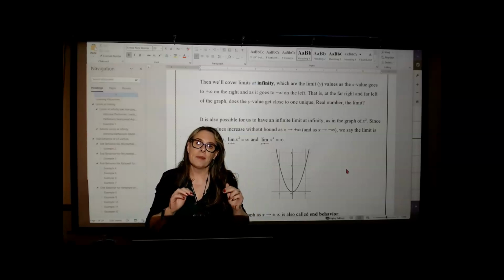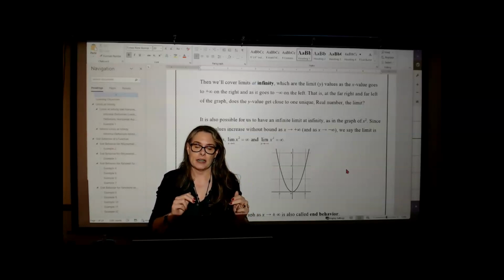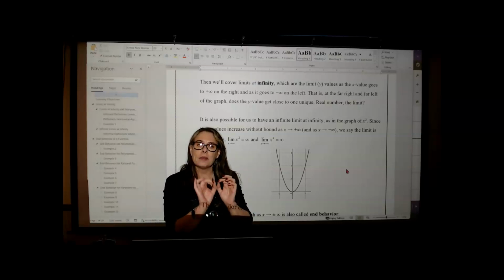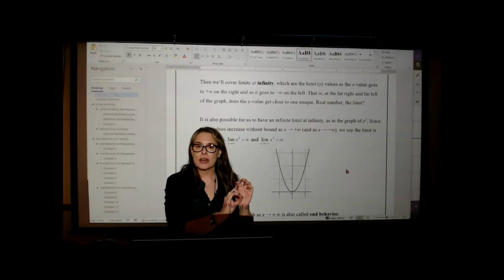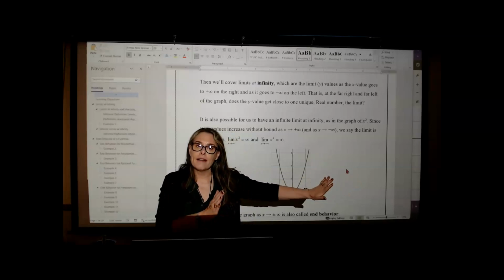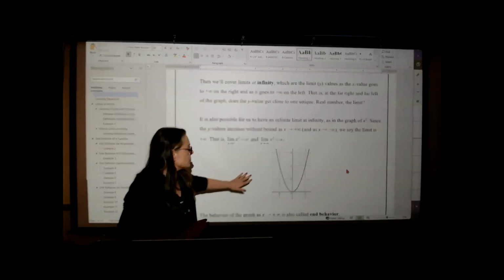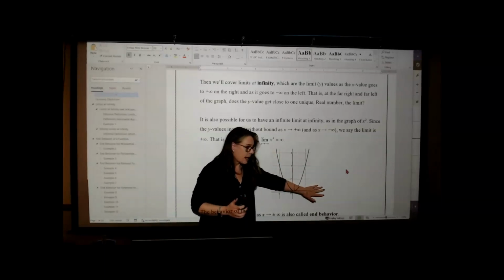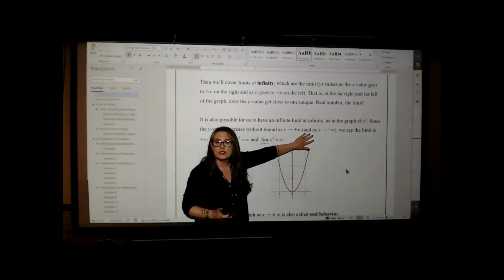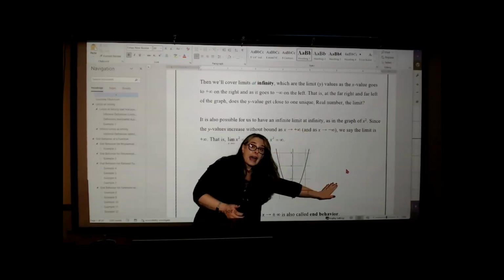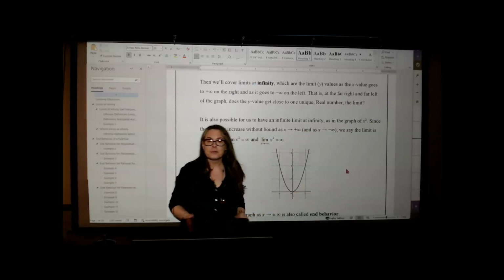Now, what do we mean by a limit at infinity? A limit at infinity, that word "at" means it's the x value that's approaching infinity. So as x moves to the far right, what does it look like the graph is doing? Now, if you look at this example here, you can see that as you go to the right, the y value goes to infinity. So we have an infinite limit at infinity.